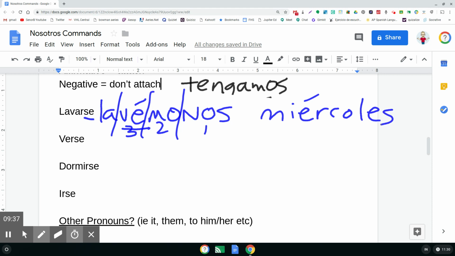That's on the third syllable back. That's why there's an accent mark there. All right, so verse. Normally it's veamos, right? Veamos. I'm not going to add the S because I'm just going to attach the nos to it. So it's veámonos. There's an accent mark on that A.